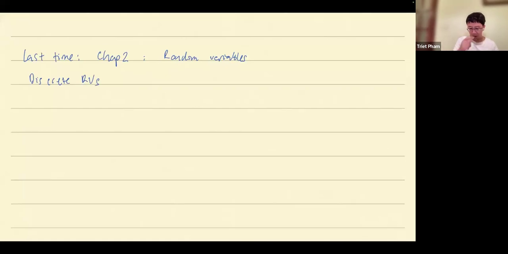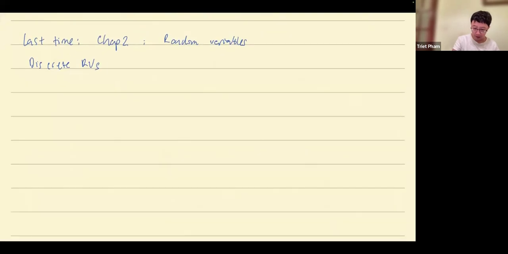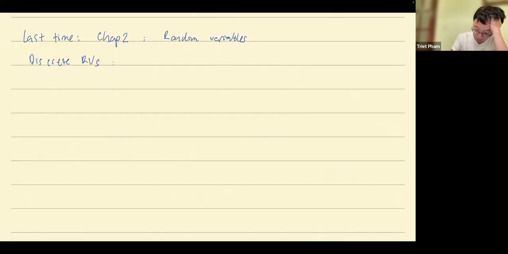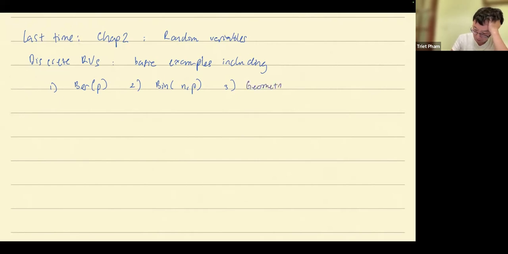And so what are the things that we should know about discrete random variables? The first thing is basic examples of discrete random variables. So what? The Bernoulli, the binomial, the geometric, the negative binomial, and then the Poisson.